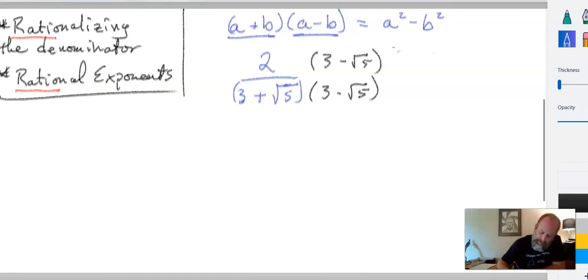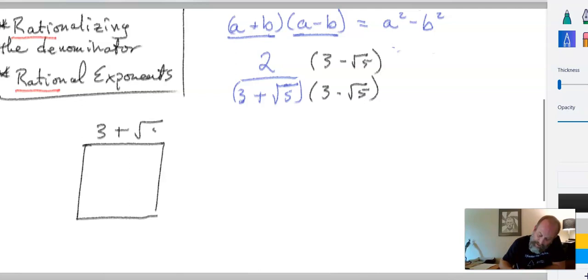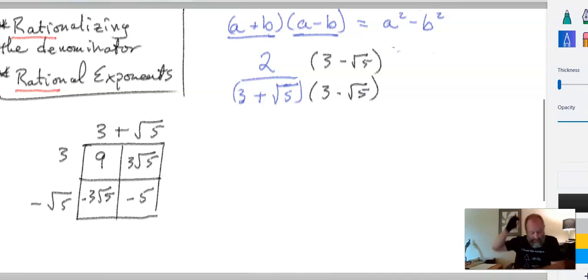Now, this denominator, I'm going to work it out using the box over here so we can see what we got. So that means I have 3 plus root 5 across the top and 3 minus root 5 across the side. Let's see, 3 times 3 is 9. 3 times root 5 is 3 root 5. 3 times negative root 5 is negative 3 root 5. And root 5 times negative root 5 is going to give me negative 5.